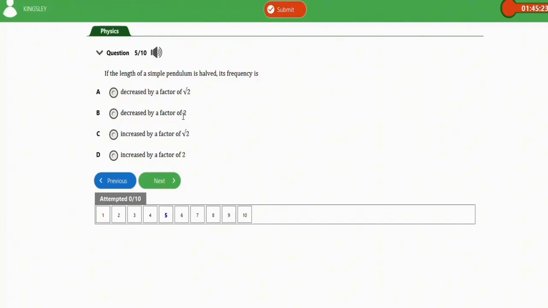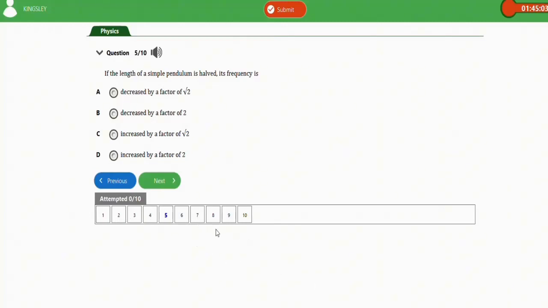Alright, so take note of this particular question. I have often seen it repeated. The correct option is its frequency will be increased by a factor of 2. Alright, so that's it for this question. Let's go to the next repeated question.